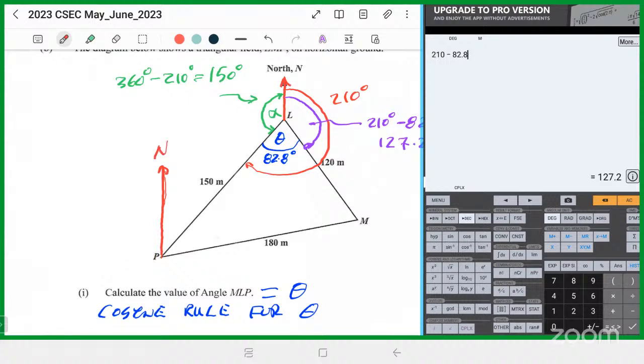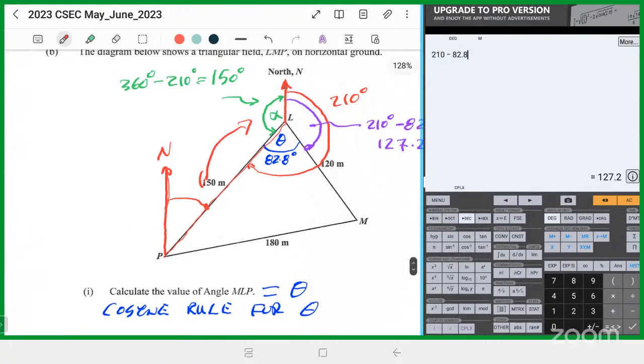And it is a clockwise angle, the line going out from P to L. The question is asking us for this angle now. These two angles are co-interior angles. They add up to 180 degrees.